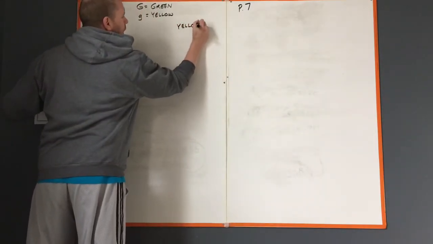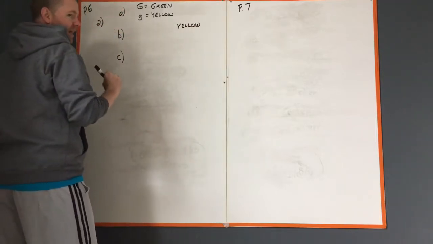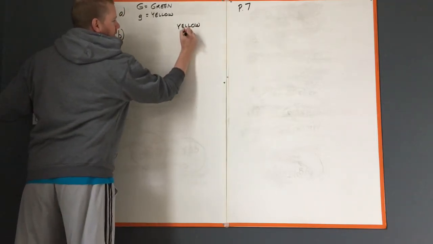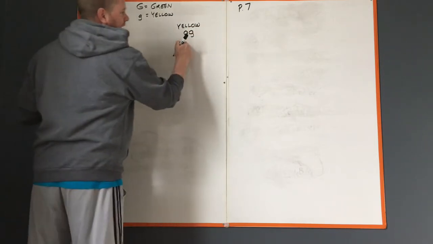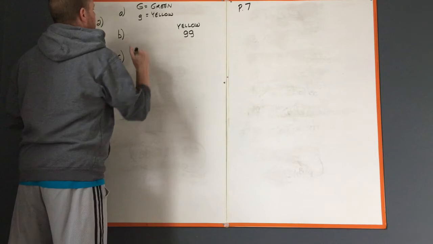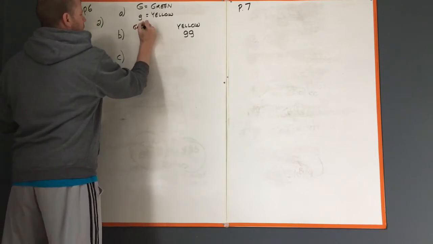In order to be yellow, no matter what, the only way to have yellow pods would be to have a little g and another little g, right? To be homozygous recessive. Yellow, yellow gives yellow. The green one's a little more complicated, okay?